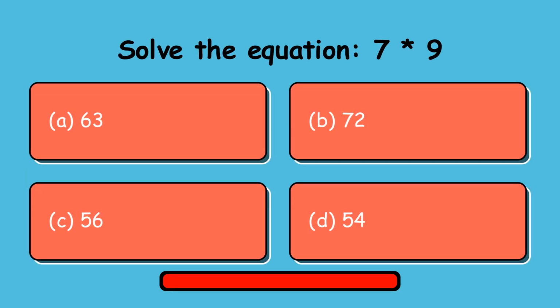Here is a math problem for you. 7 multiplied by 9 equals what? Is it A, 63, B, 72, C, 56, or D, 54? You have 10 seconds to solve the problem, or pause if you need more time.